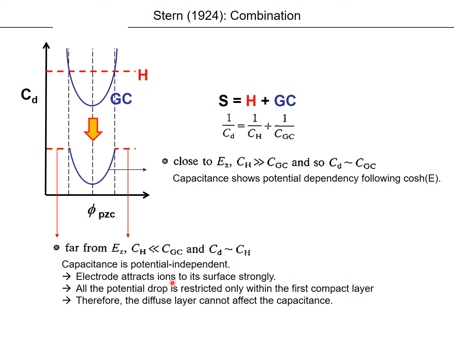The electrode attracts ions to its surface strongly, so all the potential drop is restricted only within the first compact layer. Therefore, the diffuse layer cannot affect the capacitance. The overall capacitance curve follows like that. So saturated, and then going down, finally reaching the minimum value of capacitance, and going back up to the higher value and then saturated. So this is the standard model consisting of Helmholtz plus Gouy-Chapman in series.